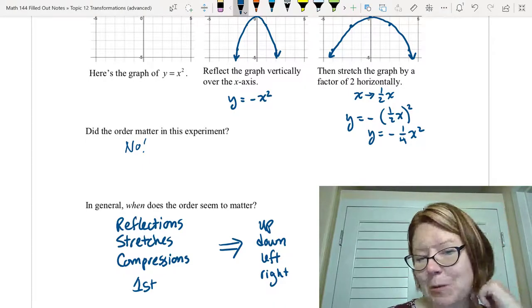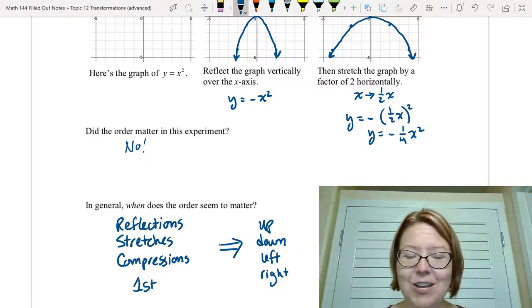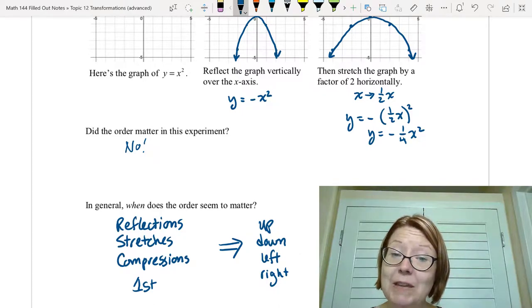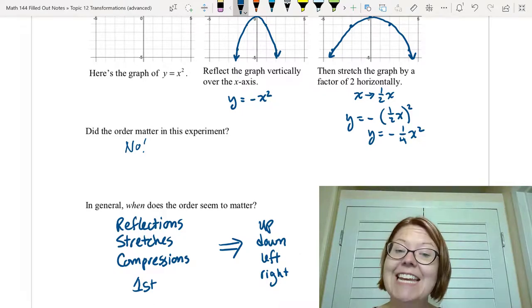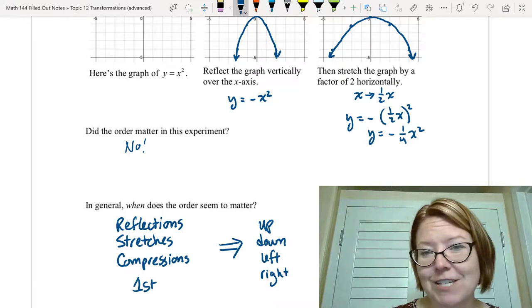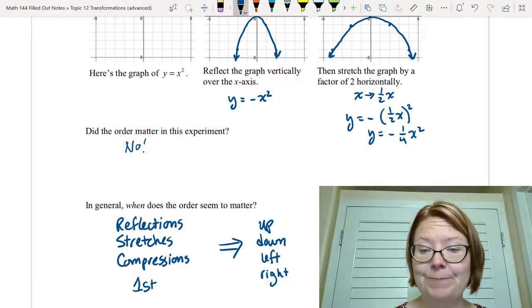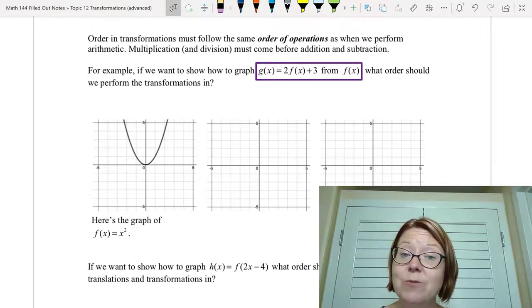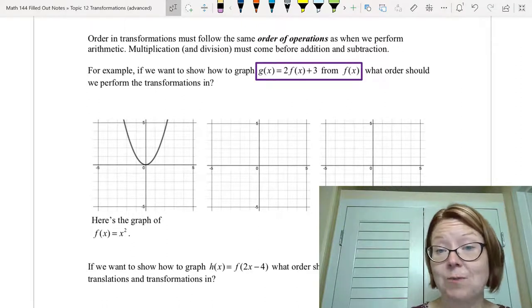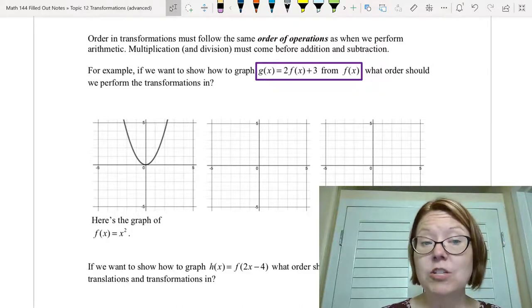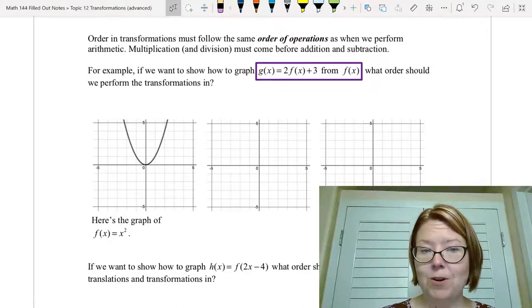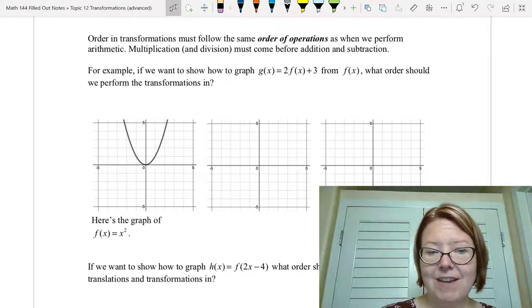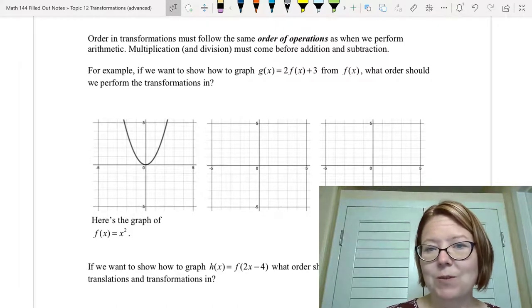It's kind of like the order of operations, actually, because we're doing everything involving multiplication or division first, and then we're doing the things that involve addition and subtraction second. For example, if we want to show how to graph g of x equals 2 f of x plus 3 from the graph of f of x, what order should we perform the transformations in? Let's say that f of x is x squared, that same graph we've been doing for a while.